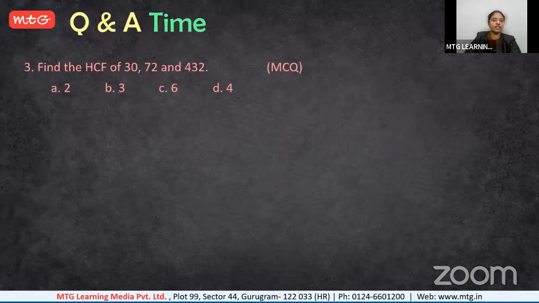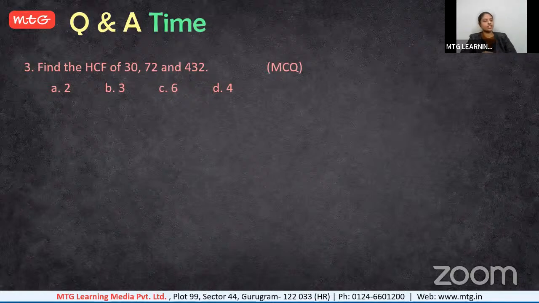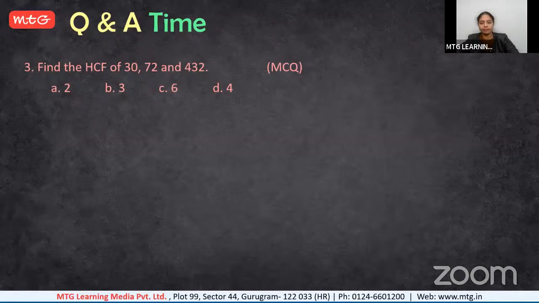So moving further, here you have the third question. I want the HCF of these three numbers, 30, 72, and 432. You have your options also. So this is an MCQ type question. Yes, very good. So meanwhile, you solve your answers.